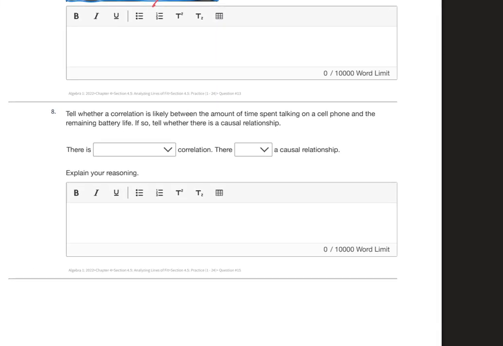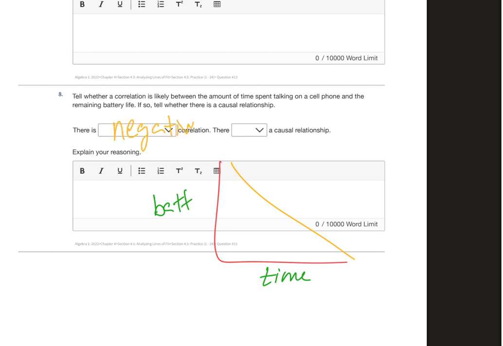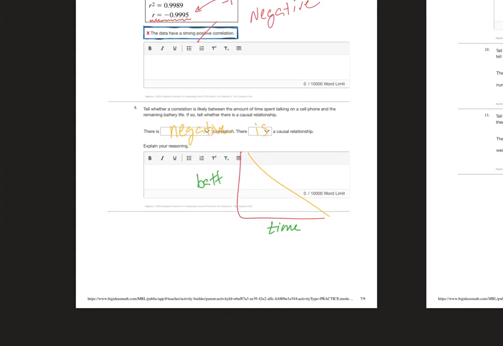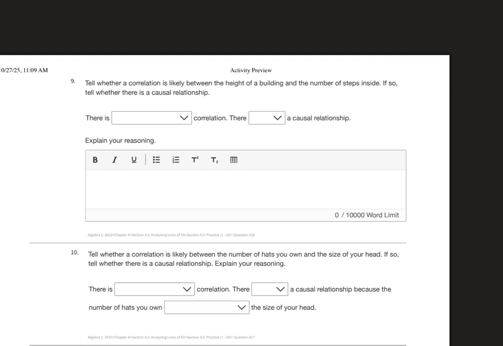Tell whether a correlation is likely between the amount of time spent talking on a cell phone and the remaining battery life. You're on your phone. The longer you are, what happens to your battery? I think we all know. It goes down. So there is a negative correlation, right? And there is a causal relationship, because as you cause the time to go up, your battery goes down.